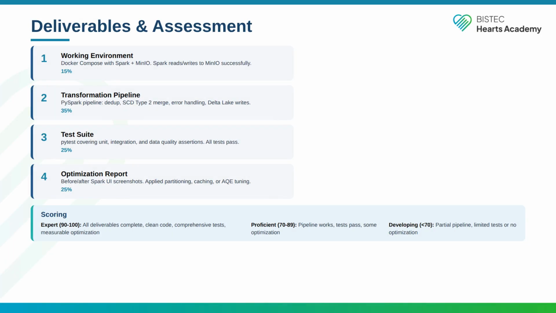There are 4 deliverables to submit. First, a working environment. Docker Compose running with Spark connecting to Minio. This is worth 15%. Second, the transformation pipeline at 35%.